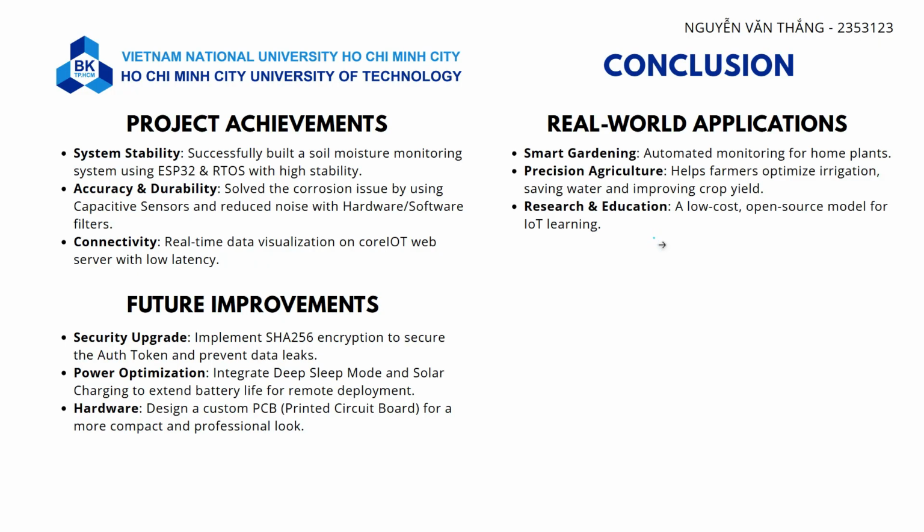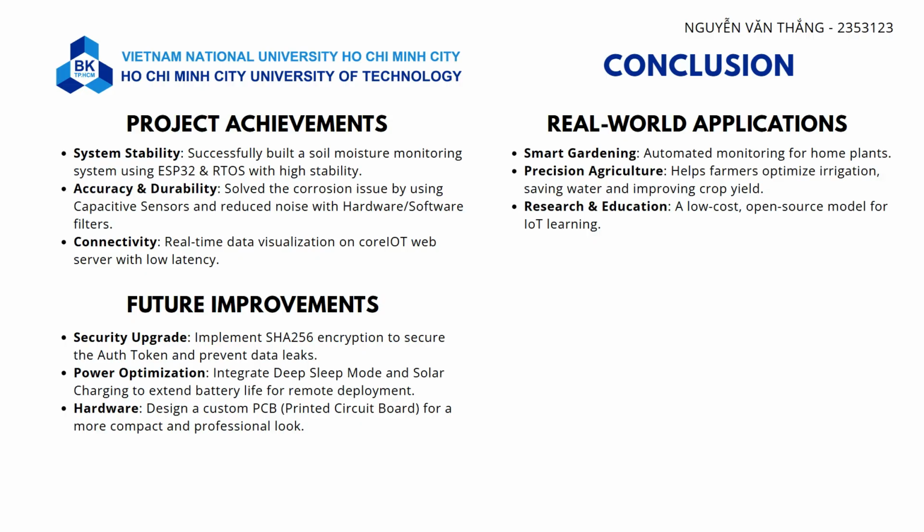And the final part is the conclusion and what we have learned. Project achievements. System stability: we successfully built a soil moisture monitoring system using ESP32 with high stability. Accuracy and durability: we solved the corrosion issue by using a capacitive sensor and reduced noise with hardware-software filters. Connectivity: real-time data visualization on the Core IoT web server with low latency.